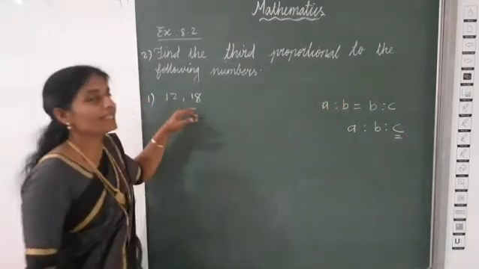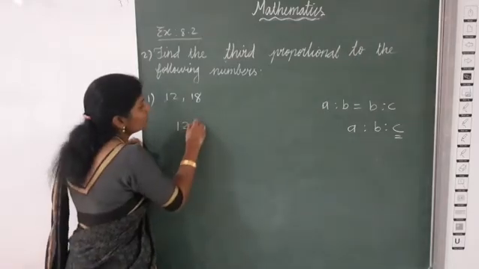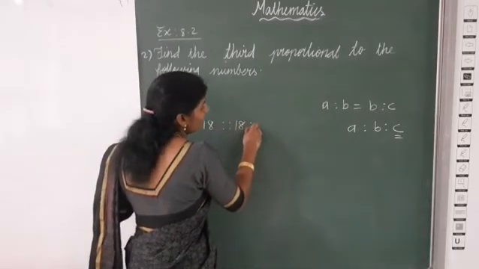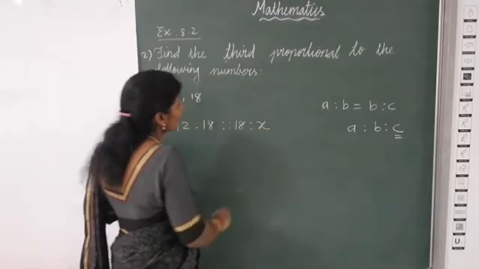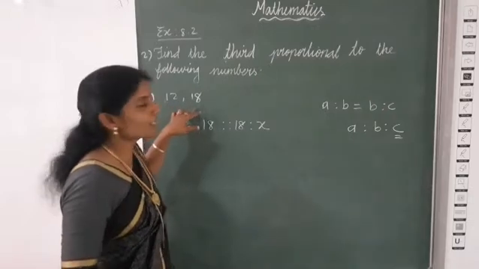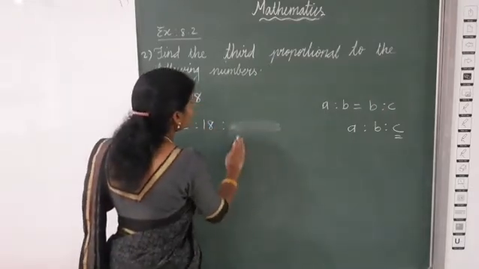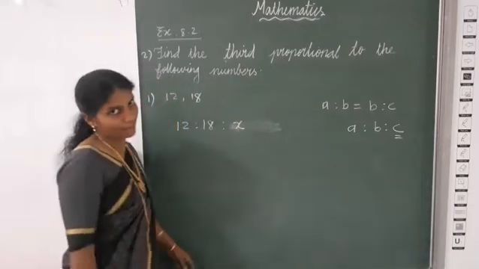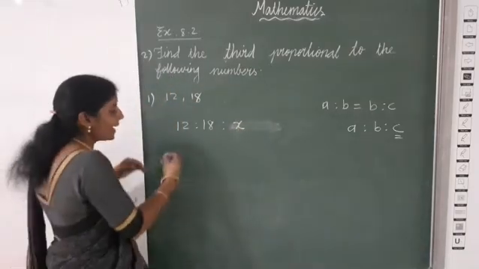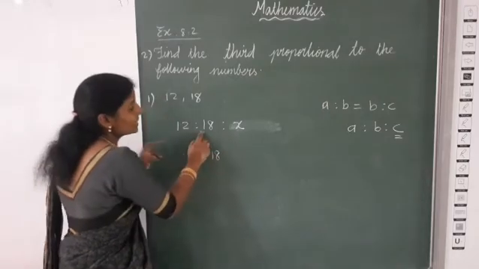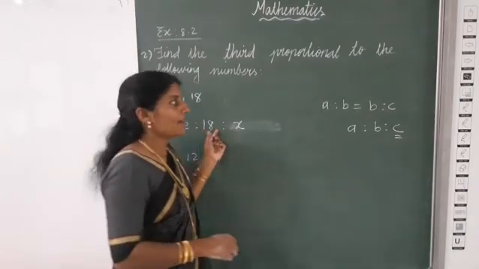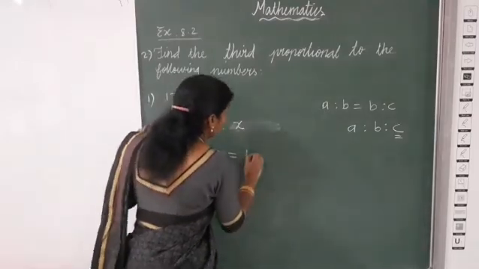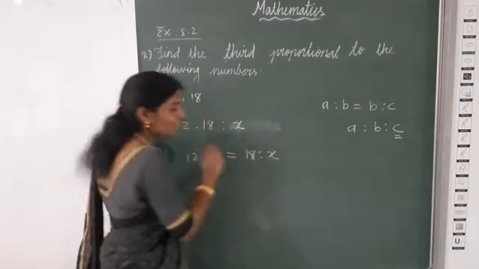Now listen here, we have 12 is to 18. 12 is to 18 as 18 is to x, where x is the third proportional we need. Otherwise, A is to B is to C, so we can write 12 is to 18 is to C. What is C? We need to find that, that is x, the third proportional. Now we write 12 is to 18, this 18 is common, it is the second proportional. The first and second proportional is equal to the second and third proportional, 18 is to x. This is the meaning.